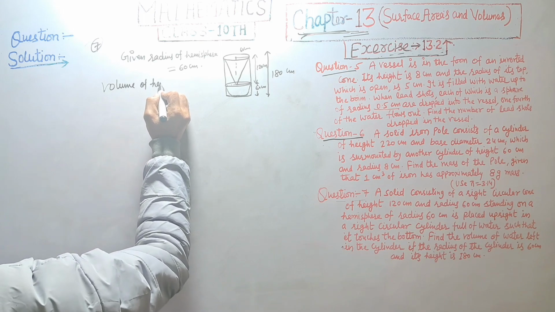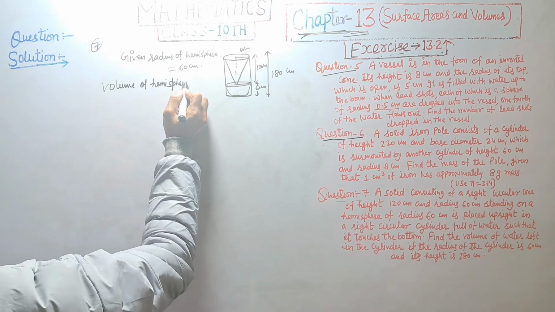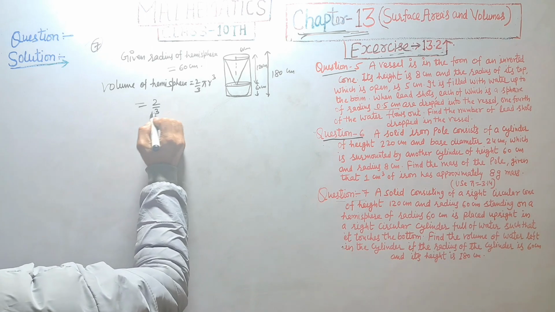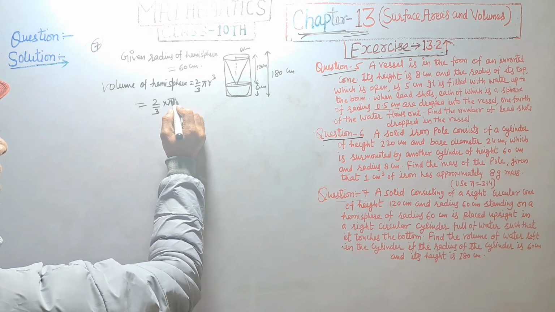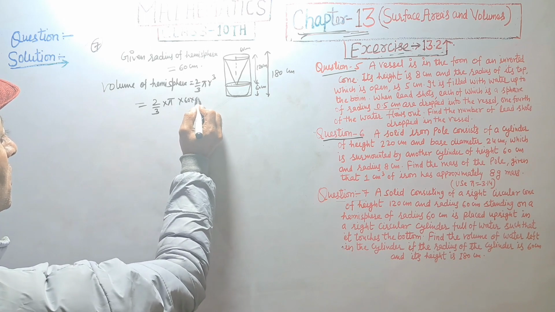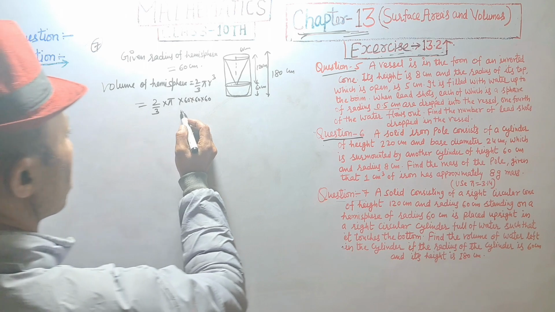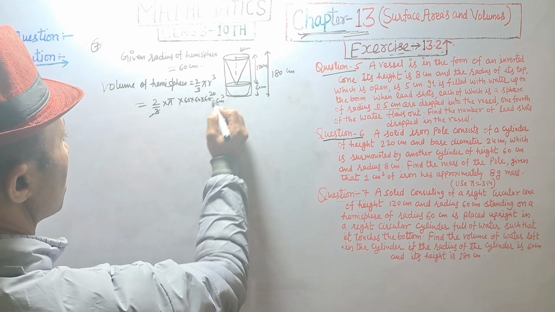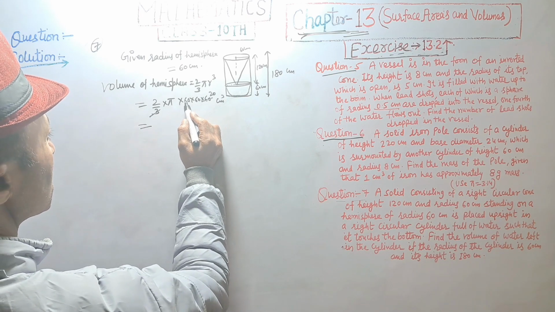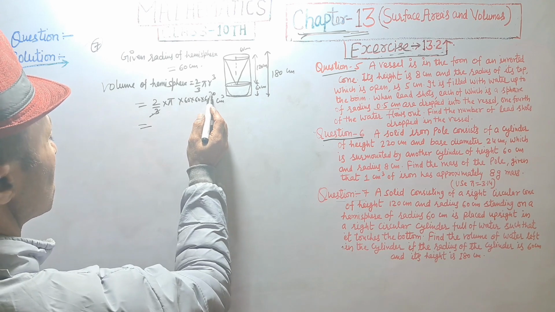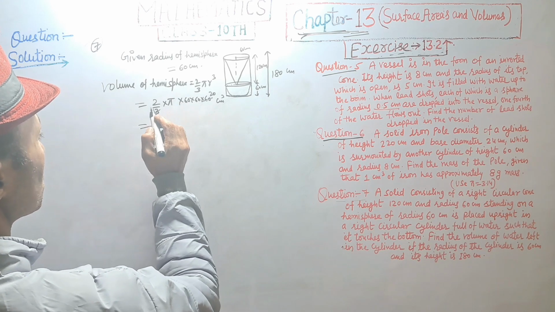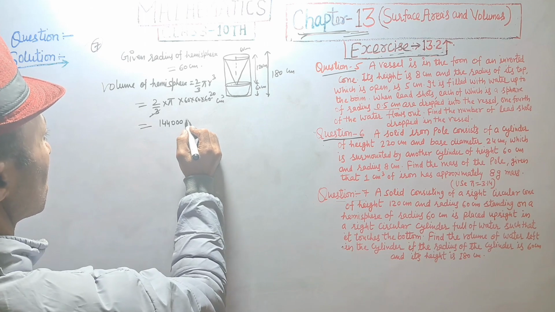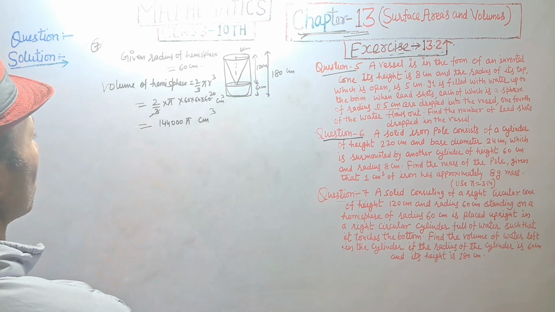Volume of hemisphere is equal to 2/3 pi r cube. That is equal to 2 upon 3 into pi into 60 into 60 into 60. This is cancelled by 3, and we get 20 centimeter cube. 6 6s are 36, 3600, 72, 72 twos are 144, so 144,000 pi centimeter cube.